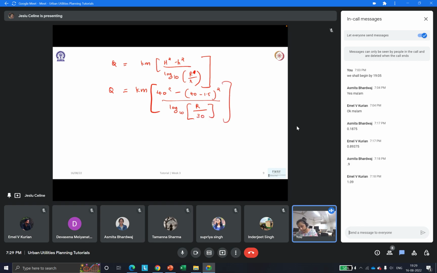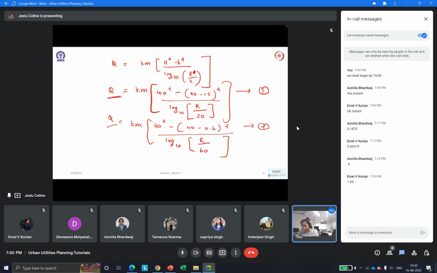So this is our equation 1. Now for the second case, the second tube well, again 40 square minus, we have 40 minus 0.6 in this case, whole square, divided by log 10 R divided by 60. This is our second equation. Now both are equations for Q. It's the same thing, equations for Q.